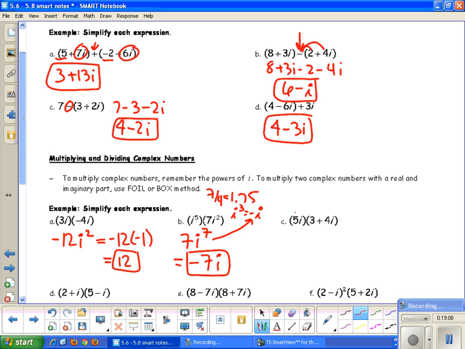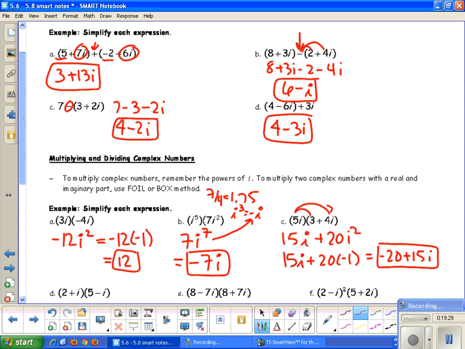If we do the next one, we have to distribute. So we get 15i plus 5 times 4 is 20. I times I is i squared. And then, of course, remember i squared reduces. And so then that would give me negative 20 plus 15i if we write it in complex number form.